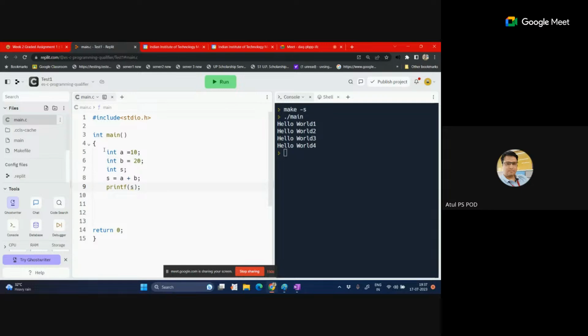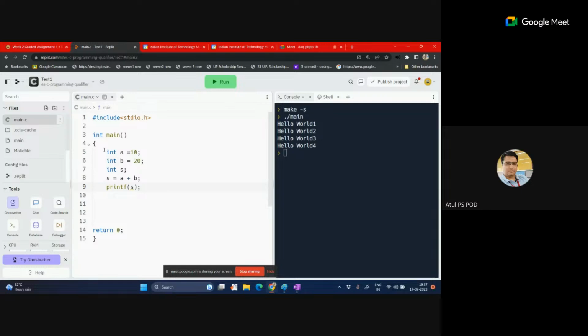Yes, sir. No, it will not print. It is giving some error because the function does not know what the type of S is and what type of value you are passing here. So there is a need, some format specifier is required in the print statement. For printing this value of S, you need to write a format specifier which tells the print function what type of value you are passing.